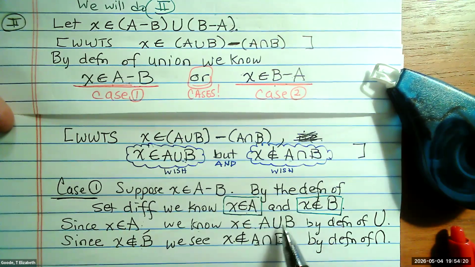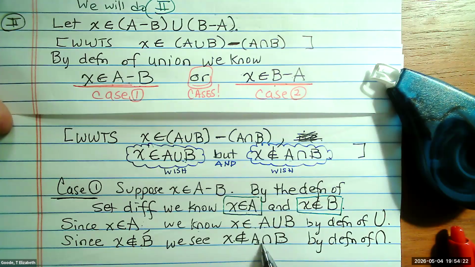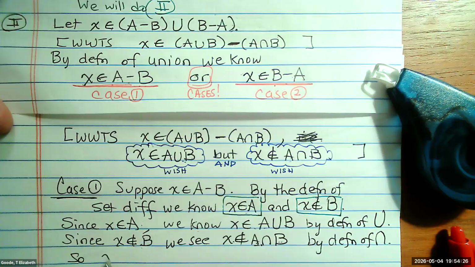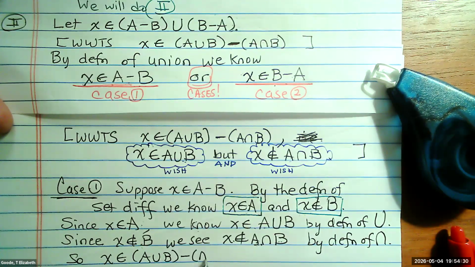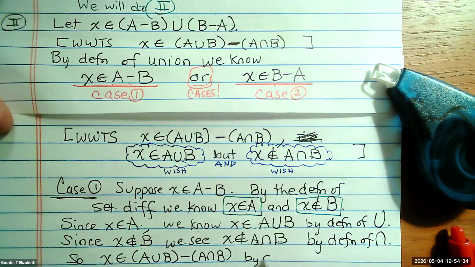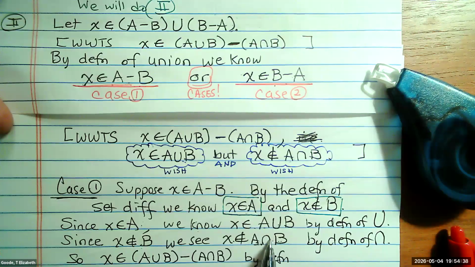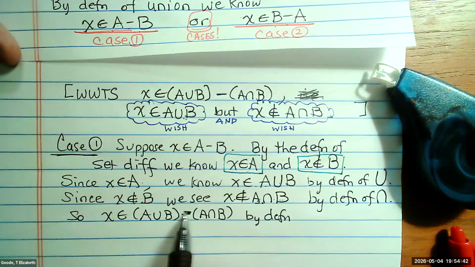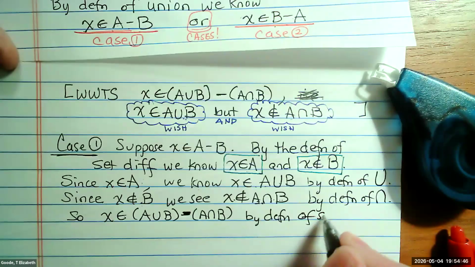And now we've got that X is in A union B and X is not in A intersect B. So X is an element of A union B minus A intersect B by definition of what? Set difference. Because we put these two facts together with a set minus operator. By definition of set difference.